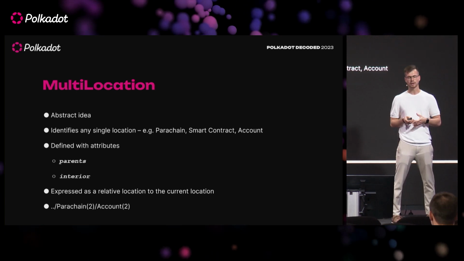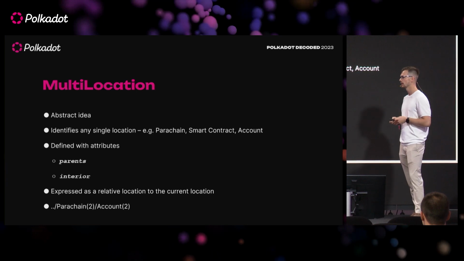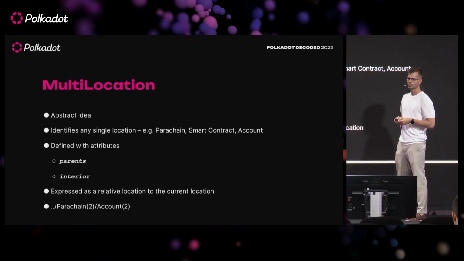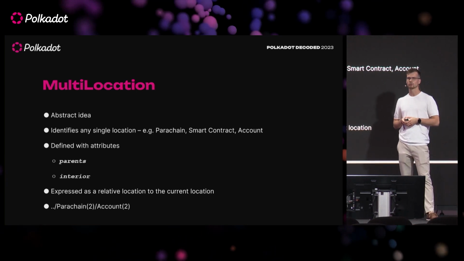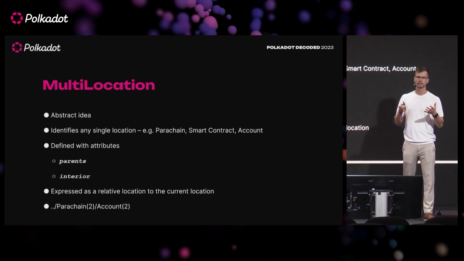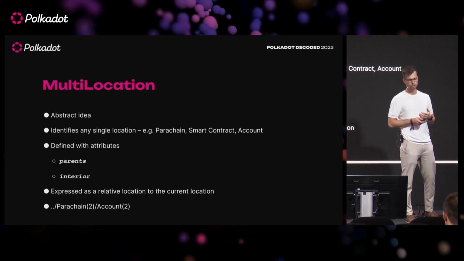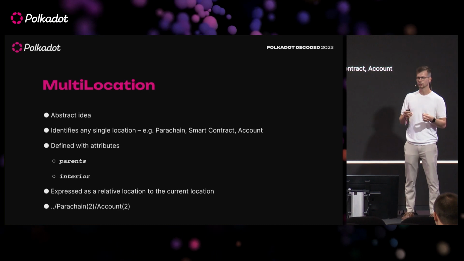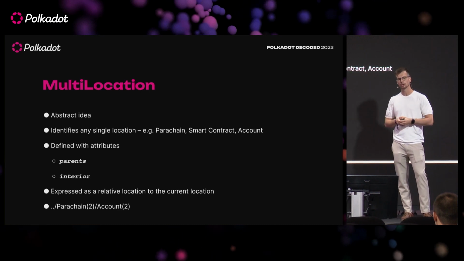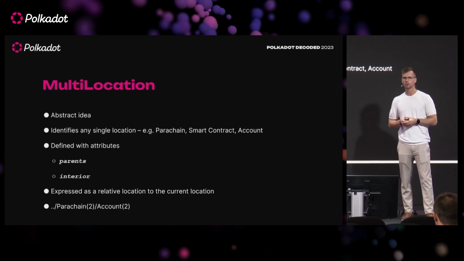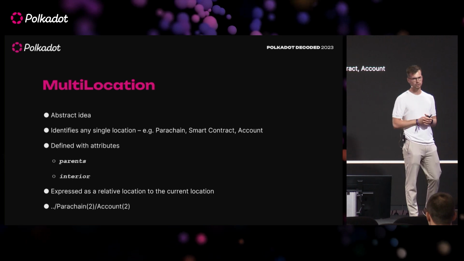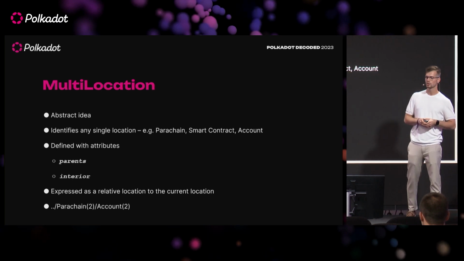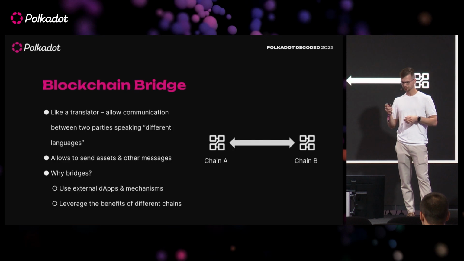Multi-location is defined with attributes like parents and interior, and it is expressed as the relative location to our current location. If we take as an example 2 dots, it means that we need to exit our current location and go to the broader scope. Then within that broader scope, we need to go to the parachain 2 and account 2.